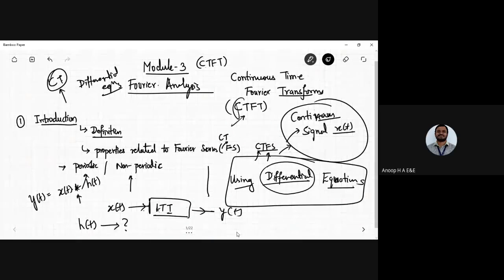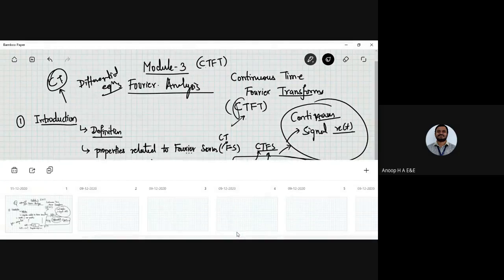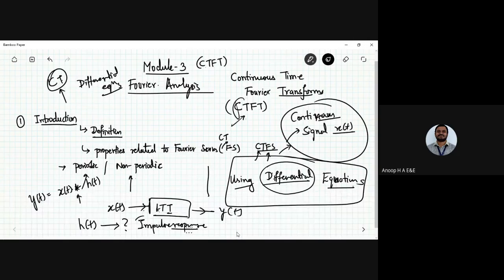What is h of t? Impulse response, sir. Very good. Okay, so it is the impulse response of the LTI system. Okay, so why is it called the impulse response?